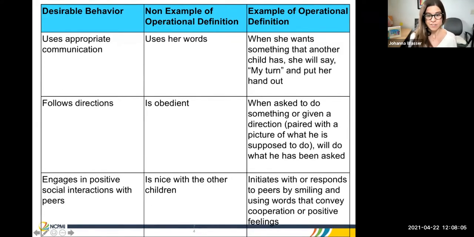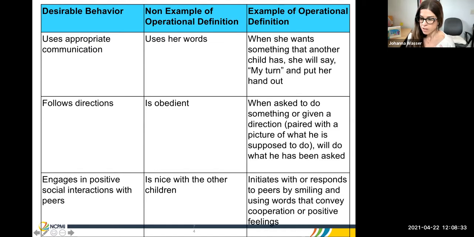It's not enough, right? We need more. So when asked to do something or given a direction paired with a picture of what they're supposed to do, the child will do it. Also engages in positive social interactions with peers, right? That's a pretty big goal there. "Is nice to other children." Not enough information. We really need to get more explicit there.